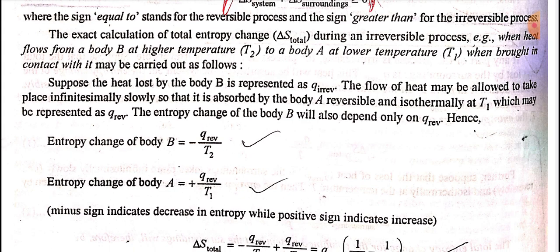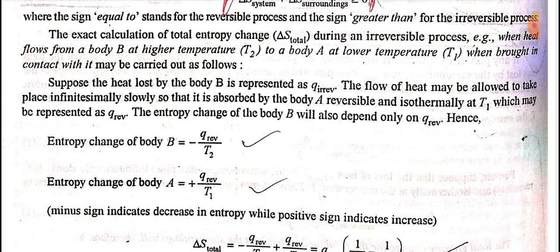The exact calculation of total entropy change during an irreversible process, that is when heat flows from a body B at a higher temperature T2 to a body A at a lower temperature T1, when brought in contact with it, may be carried out as follows. Suppose the heat lost by the body B is represented as Q irreversible. The flow of heat may be allowed to take place infinitesimally slowly so that it is absorbed by the body A reversibly and isothermally at T1, which may be represented as Q reversible.